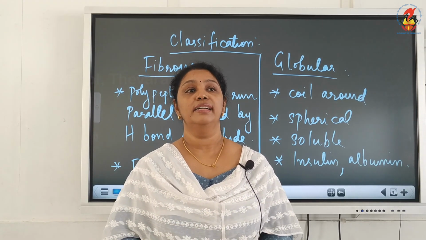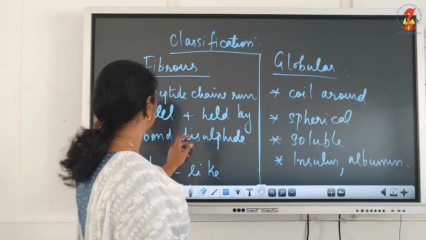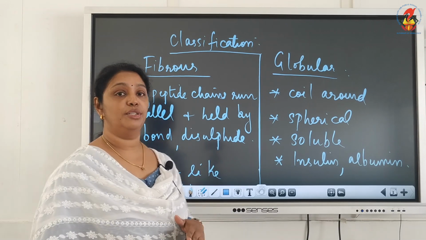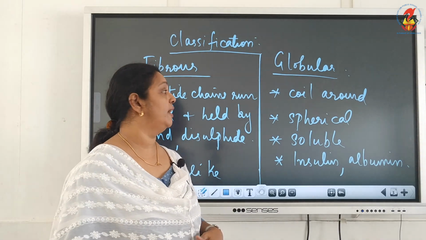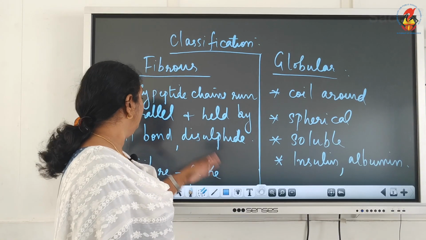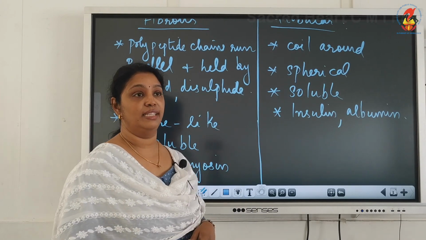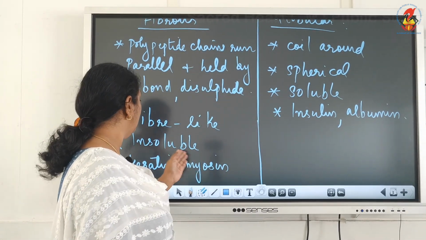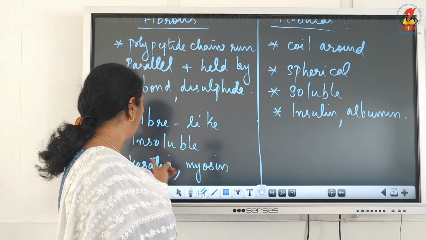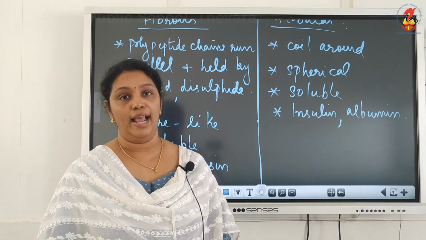Okay, so these are the differences between fibrous and globular protein. So, fibrous protein has polypeptide chains run parallel and they are held together by hydrogen bond and disulfide bond. Globular proteins, the polypeptide chain coil around. Then fibrous protein has fiber-like structure and globular protein has spherical structure. Fibrous proteins are insoluble in water and globular proteins are soluble. Example for fibrous protein is keratin, myosin, and globular protein is insulin, albumin.